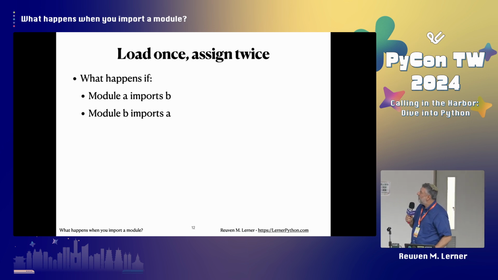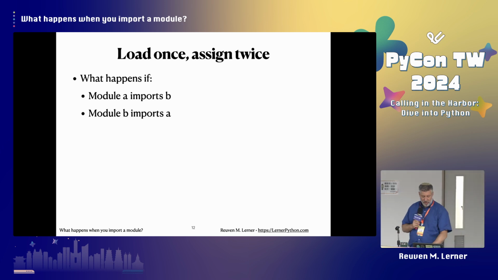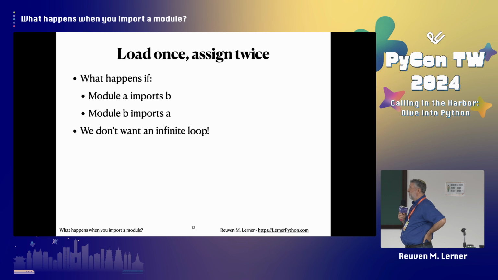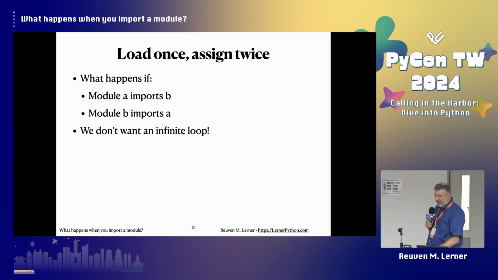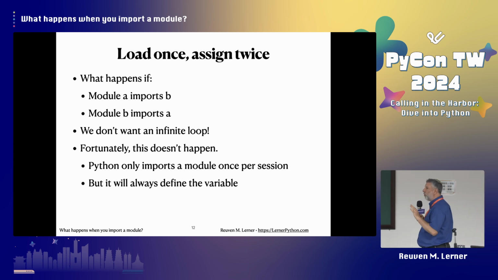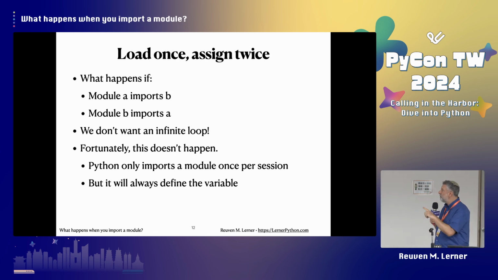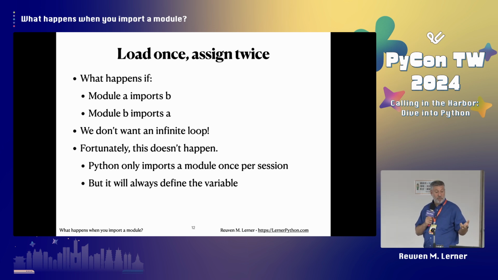What if module A imports B and module B imports A? Well, this could be a problem, right? We don't want an infinite loop. Now, there are certain languages out there, languages whose names rhyme with C. And in those languages, we have to worry about this. That will get ourselves into an infinite loop where we have to do things like ifdef and ifndef and all sorts of stuff. But actually, this does not happen because Python only imports a module once per session. If I say import A, it does go and import it, but only the first time. After that, it will cache it. And we're going to see that in just a moment. But it will always define the variable. So import A will always define A, overwriting whatever we had there before.